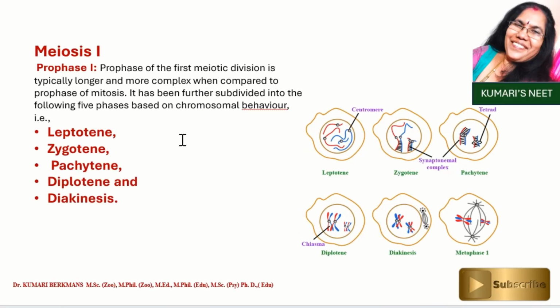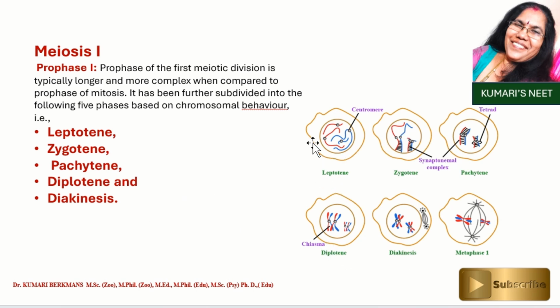Meiosis 1. Meiosis takes place in 2 different cell divisions, meiosis 1 and meiosis 2. So in meiosis 1, the prophase 1, this is very important and very interesting to learn. Prophase 1 occurs in 5 different phases. One is leptotene, next one is zygotene, pachytene, diplotene and diakinesis. So what is happening in this, we are going to see.